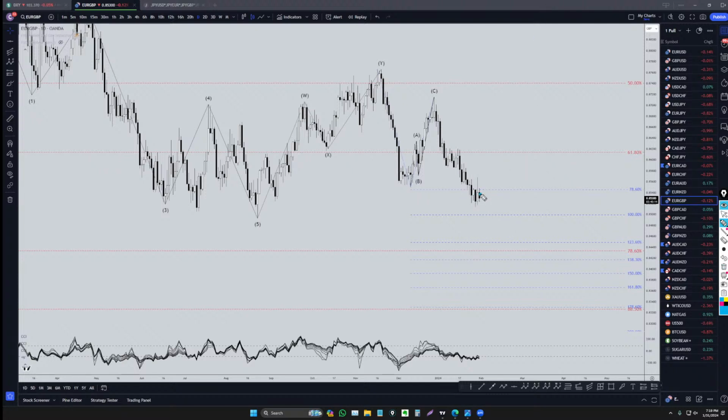But I also know that if it bounces and then doesn't break structure, and then it works its way below the 138, then I'm not looking at an ABC. I know I'm looking at a 1, 2, 3.